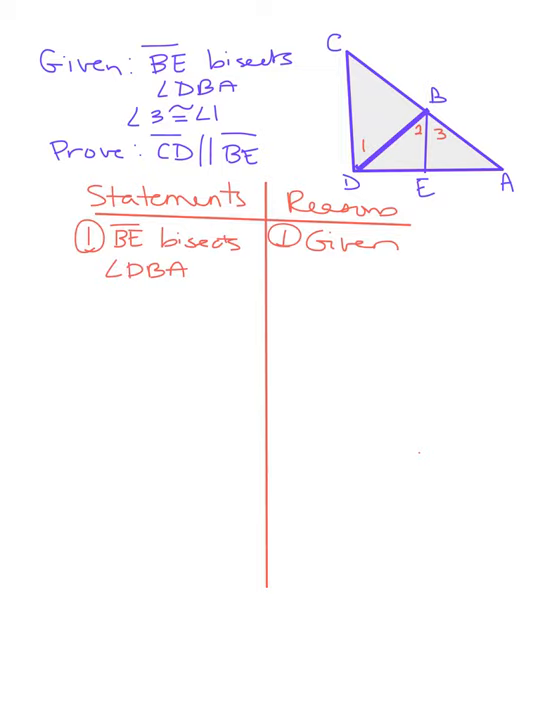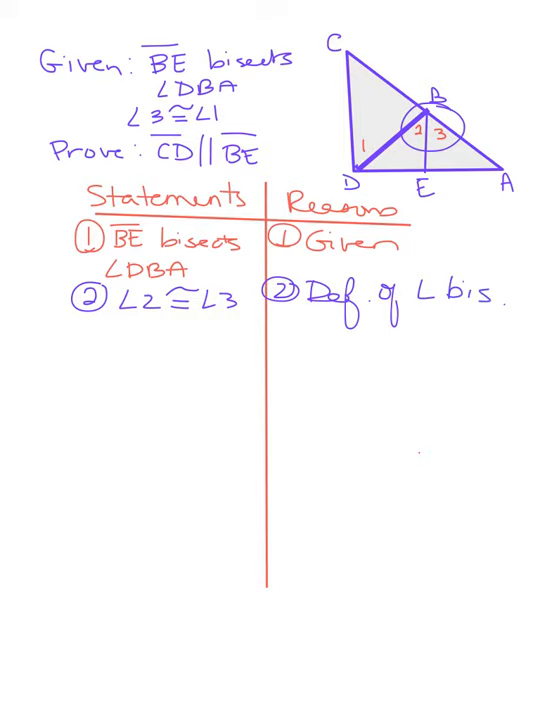Now, if we start with our first given, segment BE bisects angle DBA, this is this angle right here, then we know that angle 2 is congruent to angle 3, and that is because of the definition of an angle bisector. Let's go back and look at our other given. Angle 3 is congruent to angle 1. Again, that's given.